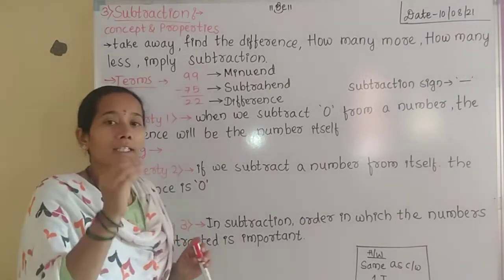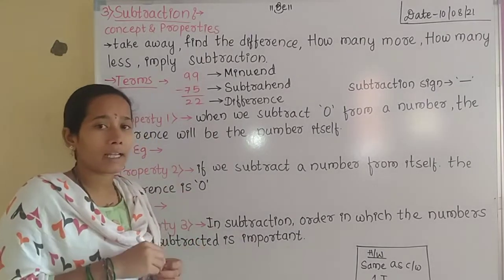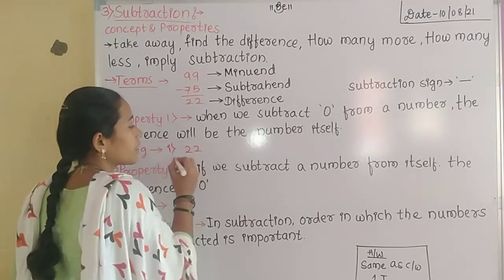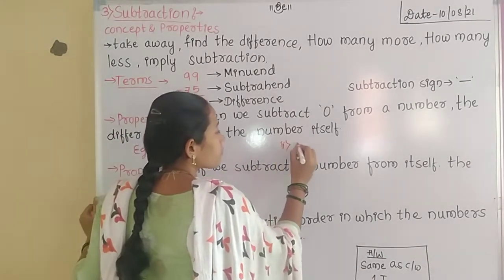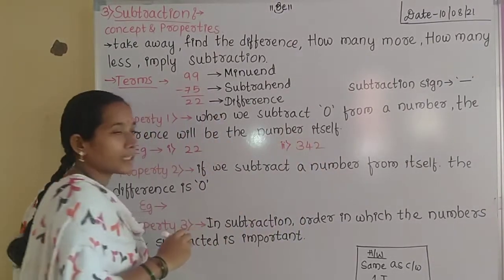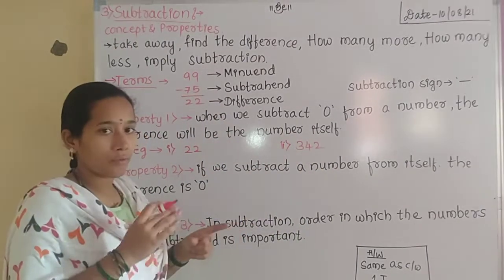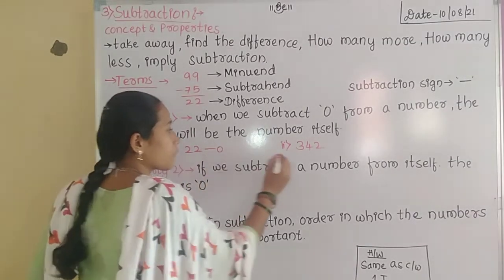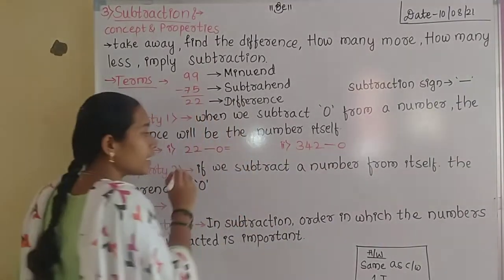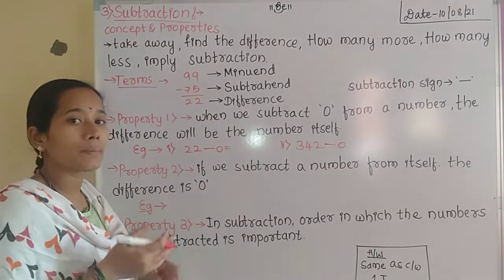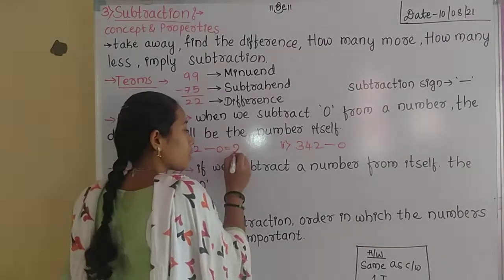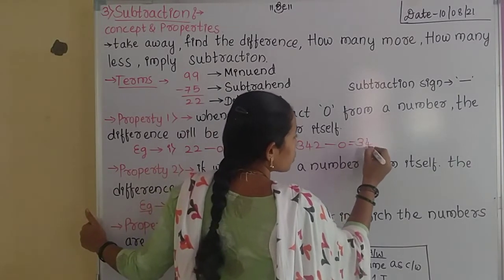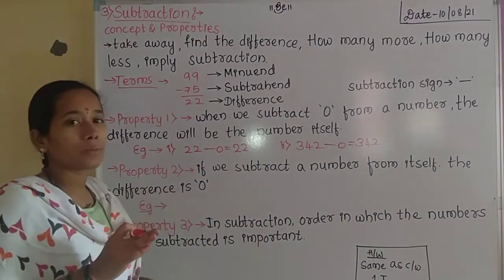When we subtract 0 from a number, take any number, a 2-digit number or 3-digit number. First take the 2-digit number 22, and second take 342, a 3-digit number. When we subtract 0 from a number, then the answer, or the difference, will be the number only. Okay, 22 minus 0 is equal to 22 only. 342 minus 0 is equal to 342.